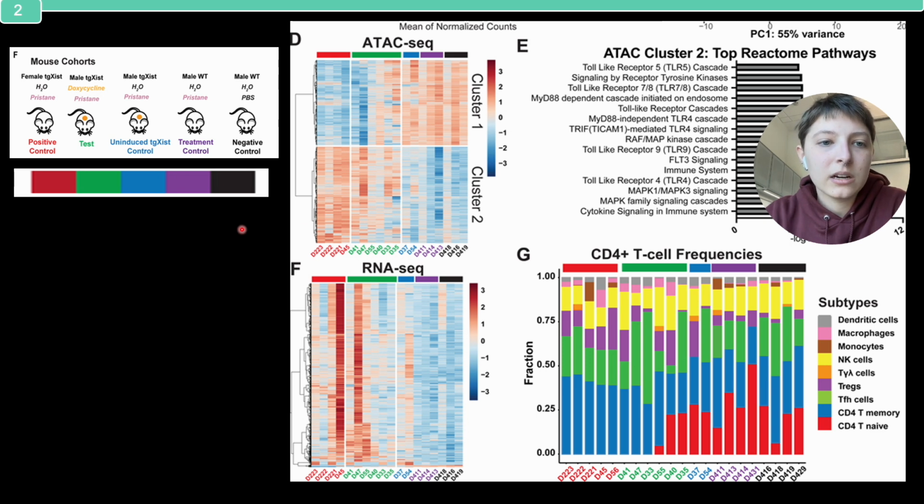So here you see these color bars, and red is your positive control, your female mutant with pristane, and then green is your test, which is mutant male with dox and pristane, and then your uninduced mutant, your treatment control, and your negative control. And the point that we're supposed to take away here is that in terms of chromatin and expression, the positive control and the test seem to line up well.